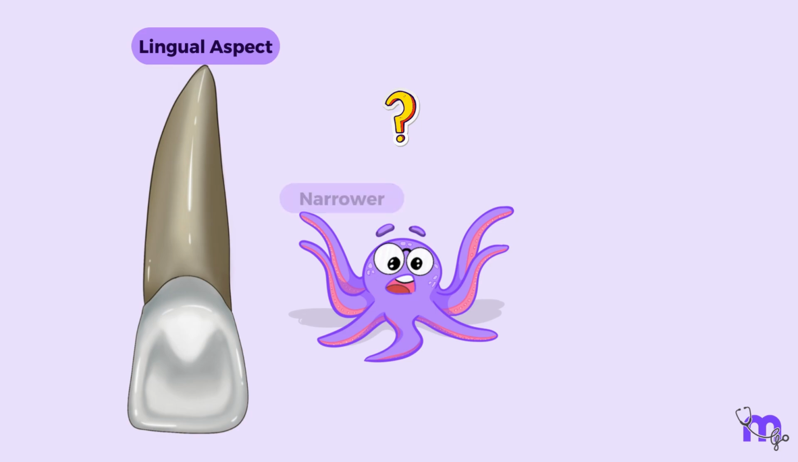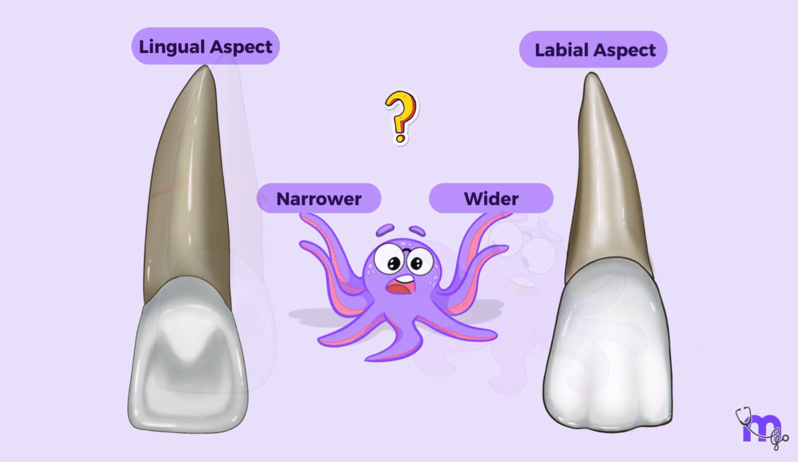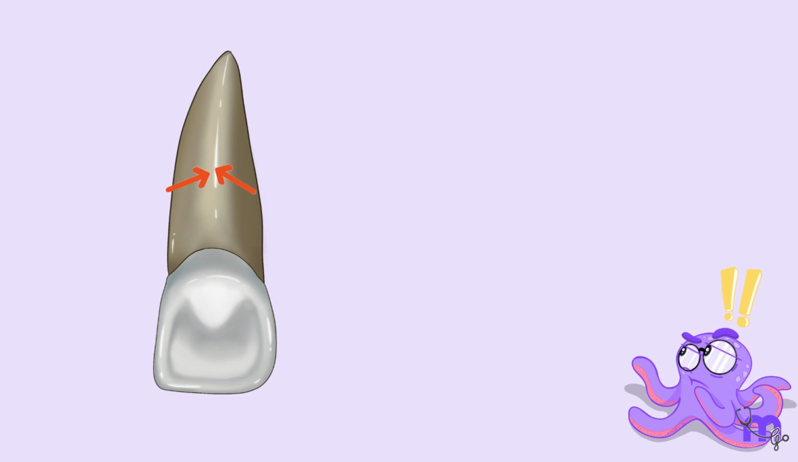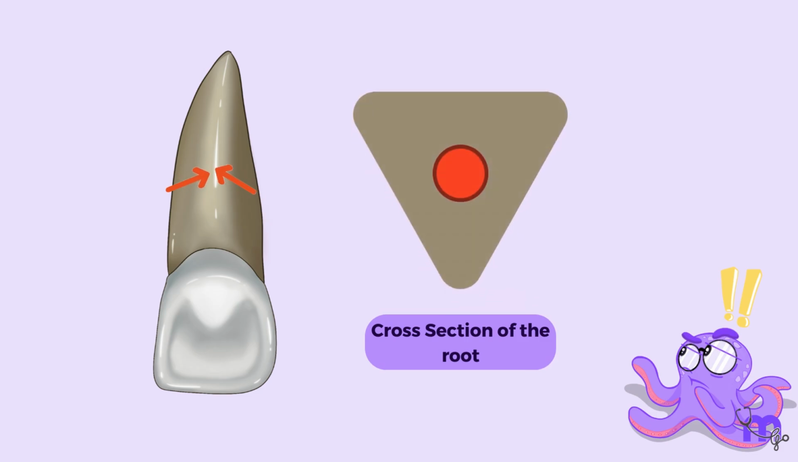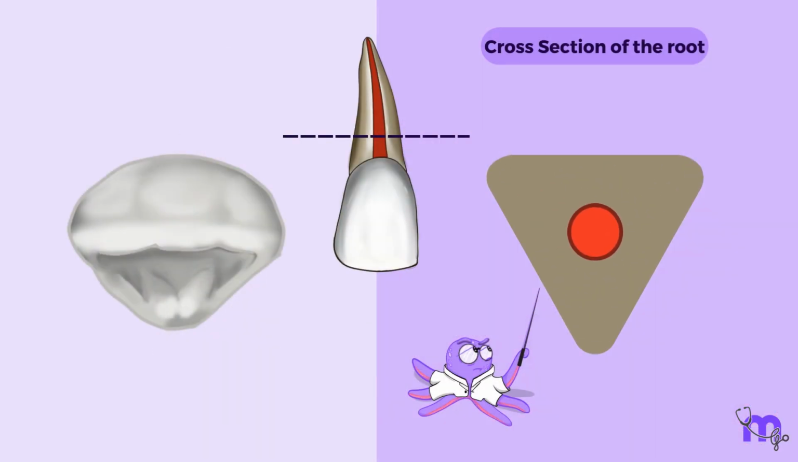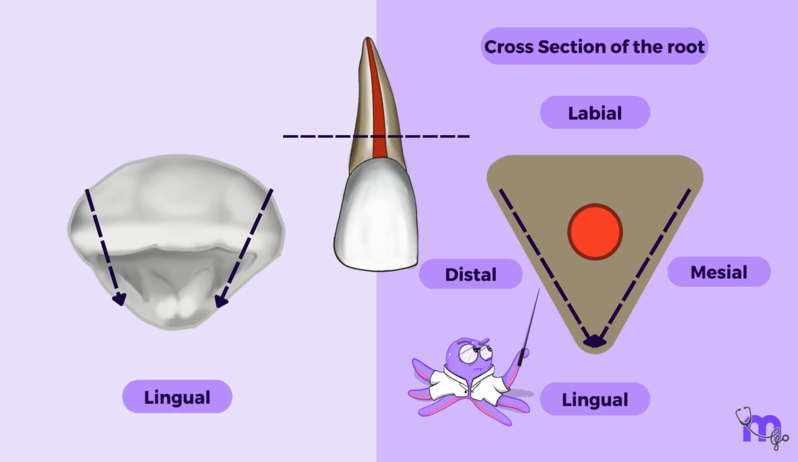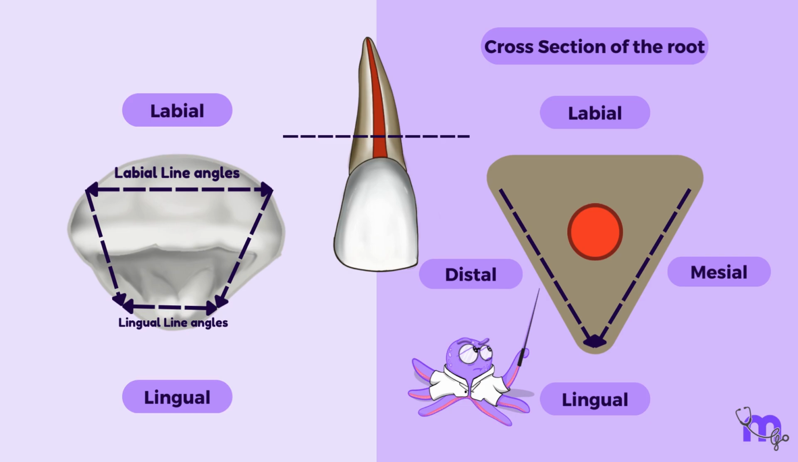The lingual portion of the root is narrower than the labial portion. Let us relate it to the concept of lingual convergence. In order to understand it better, let us take a cross-section of the root. It takes up a triangular shape with rounded corners. The sides of the triangle indicate labial, mesial, and distal surfaces. The mesial and distal surfaces taper and point lingually. So the crown and root taper toward the lingual side, resulting in the crown being wider at the labial line angles compared to the lingual line angles.